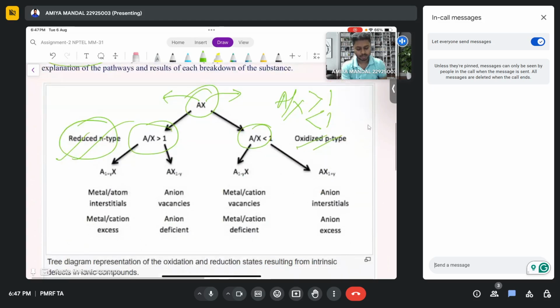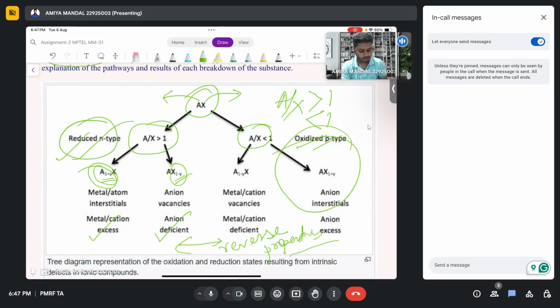I'm not going into details in these cases. So for these cases, metal excess will happen. If metal excess happens, what will happen? Anion deficiency will be there. So 1 plus y means at cation position, some cations are in interstitial sites. And similarly, 1 minus y will be there to balance. So anion deficiency will be there. And vice versa, the reverse properties will be shown in oxidized cases where anion excess and cation deficiency will be found.